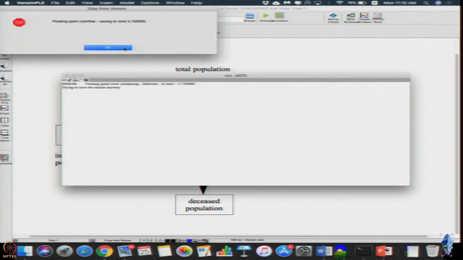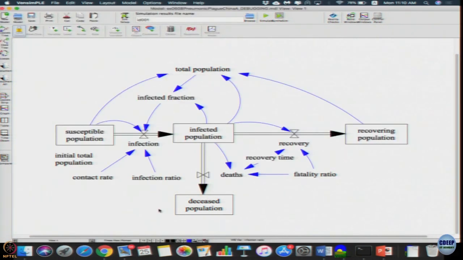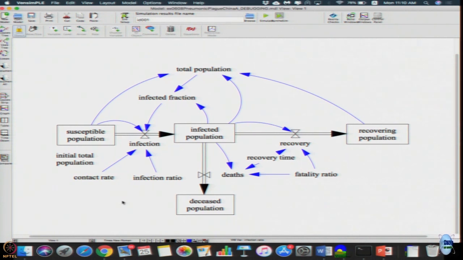Let us run it. Okay, again I'm getting a floating point error. The model seems structurally okay. Let us see. The recovery time was 0.35 per week, right? Okay.